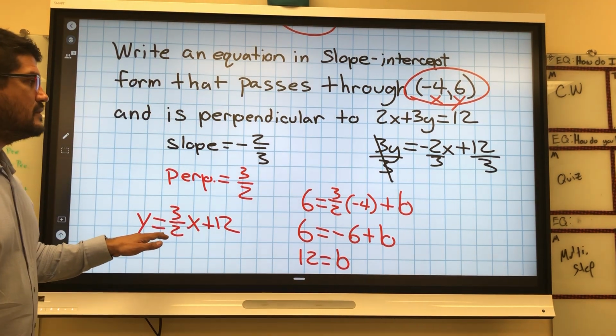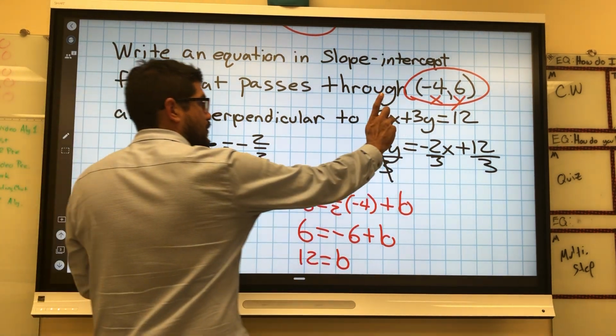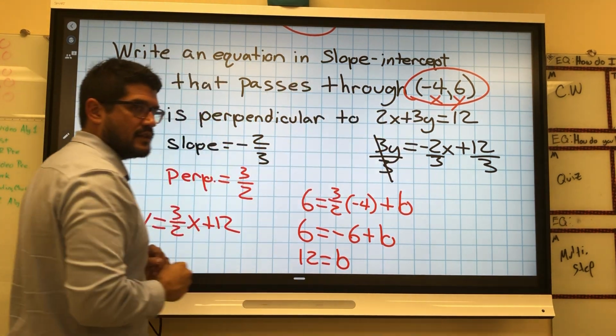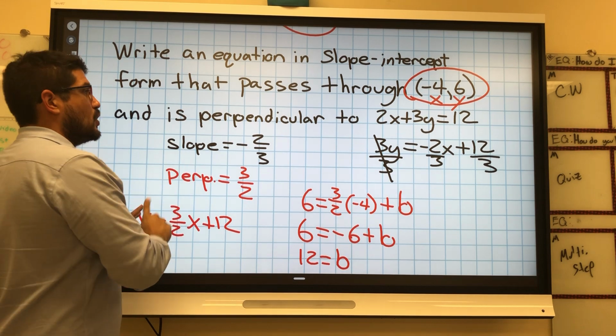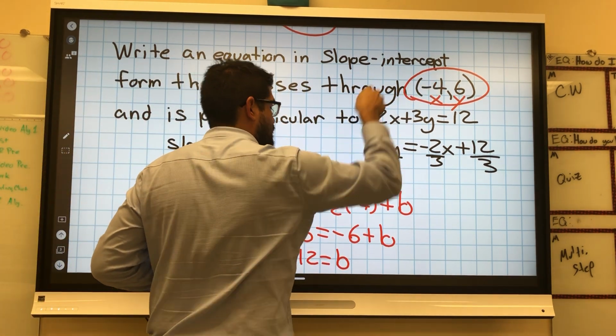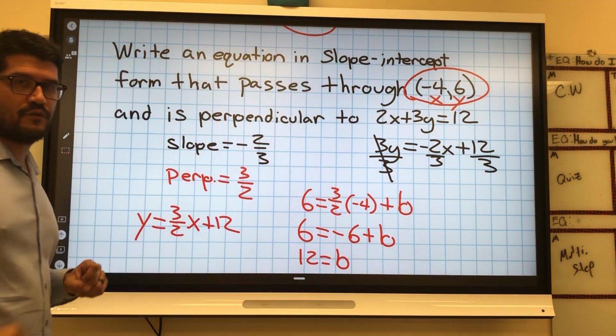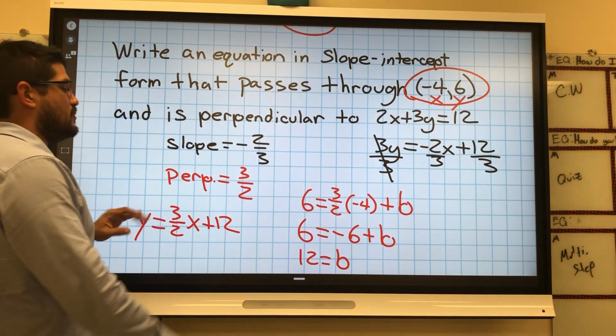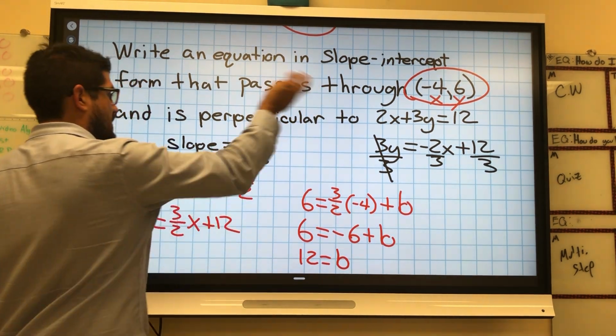This line is perpendicular to this one because it has the opposite slope, and it goes through those points because I put them in this equation and solved for b. And 12 is the only one that gives you the right answer if negative 4 and 6 work.